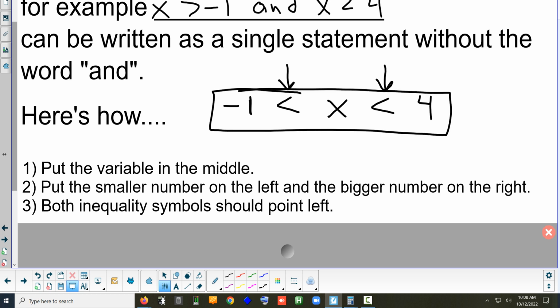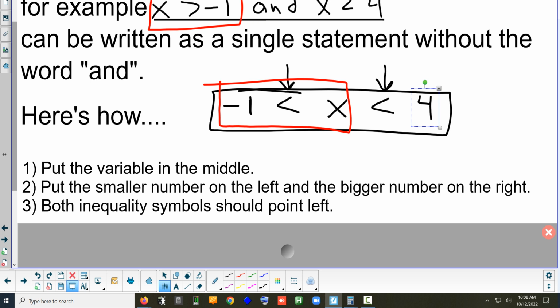That's how you can take a statement like that and combine it into a single inequality. When you write it like this, it's like the word and is invisible. It's still there, but it's invisible. When you read it, you say and. The way you pronounce this is you start from the middle when you read it. X is greater than negative 1, and x is less than 4. The two original inequalities, that one is that one.